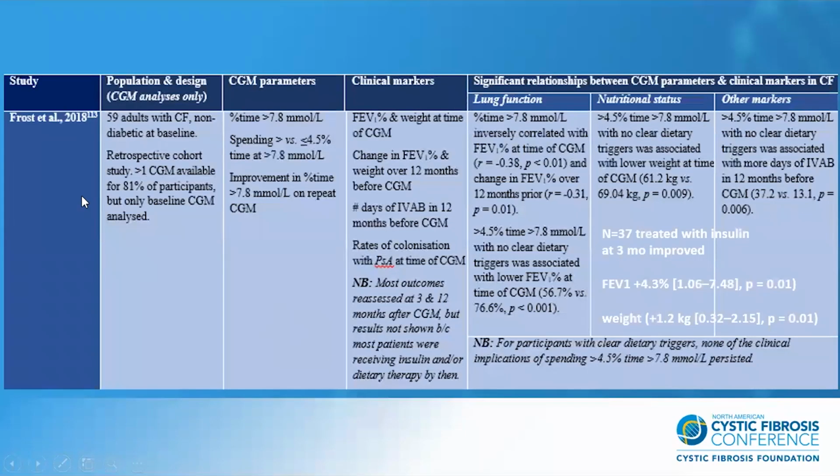And Frost and colleagues looked at 59 adults with CF, looking at their percentage time above 7.8, and found that those with higher percentage time above 7.8 had poorer lung function and nutritional status. And interestingly, 37 of those patients went on to treatment and had improved weight and lung function at 3-month follow-up.